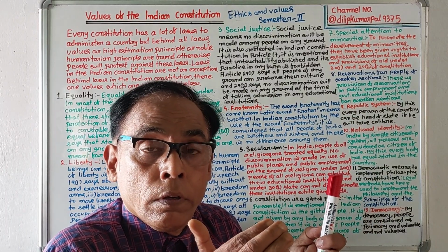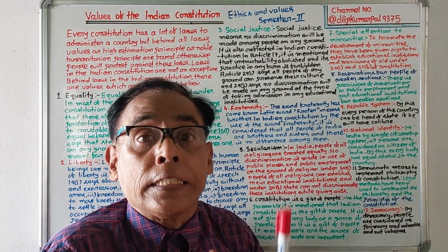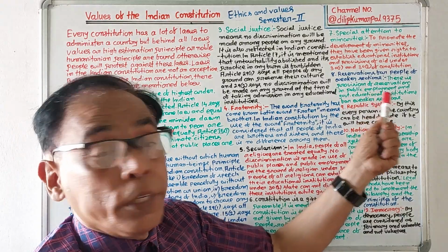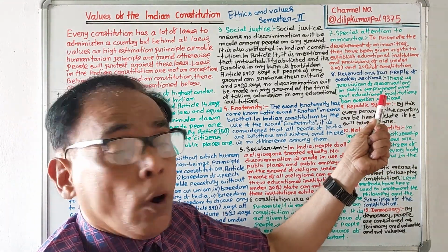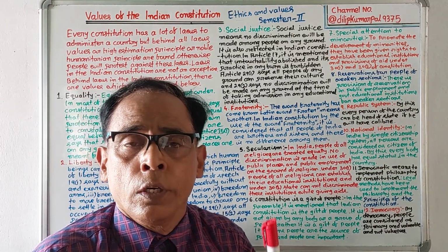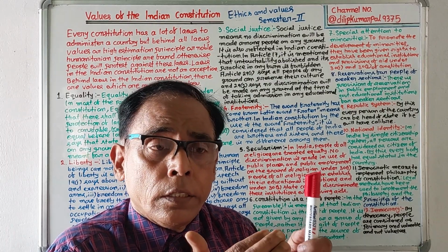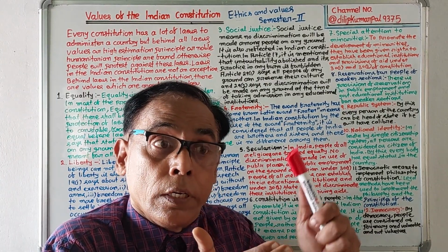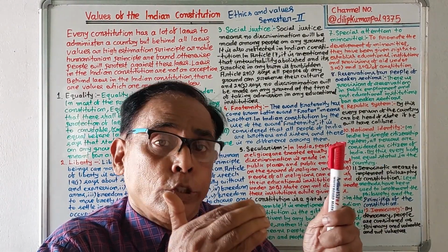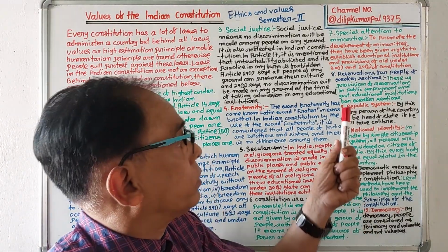Then, the eighth important value: reservation for the weaker sections of people. Special attention has been given to people of the weaker class. How? There is a provision of reservation in public employment and government education institutions for weaker sections. For their development, there is reservation in government jobs and in government education institutions.